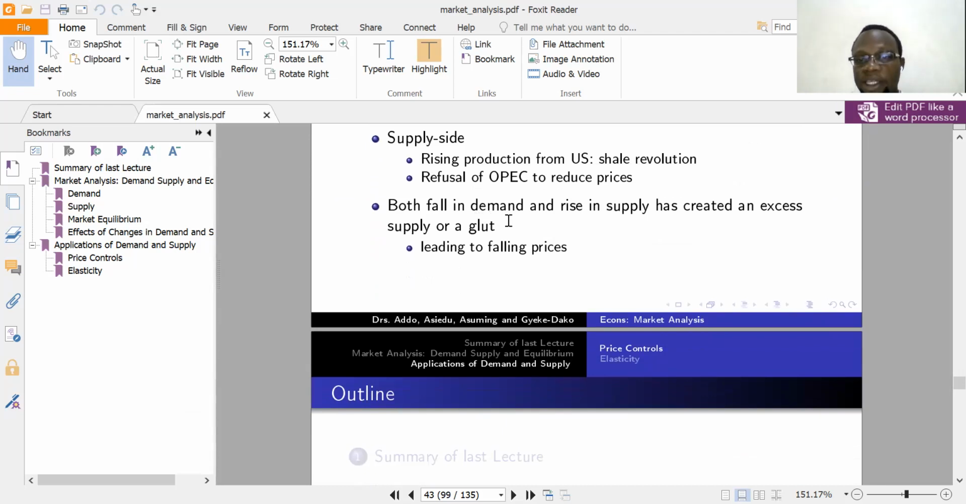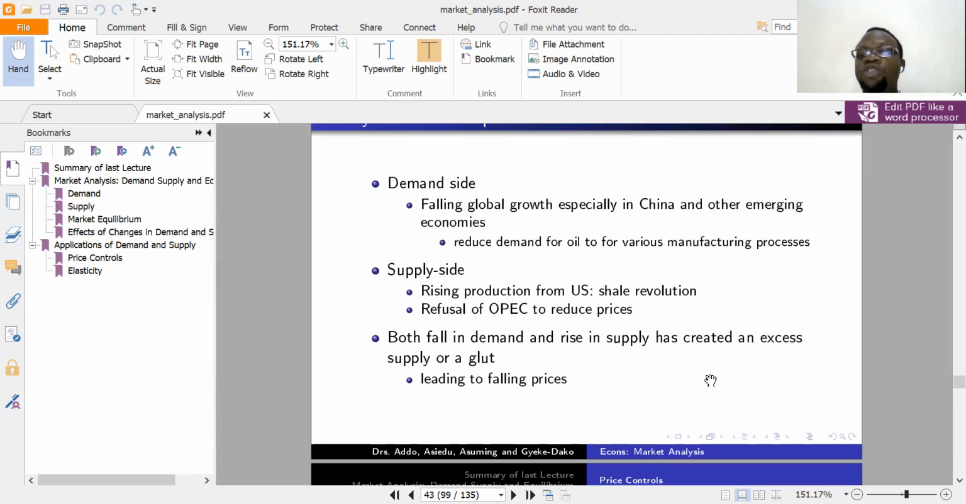Both the fall in demand and the rise in supply have created an excess supply, or a glut. So if you have a fall in demand, as I explained, people are not buying because of lower income levels. On top of it, countries are producing so much oil that prices will fall even further.